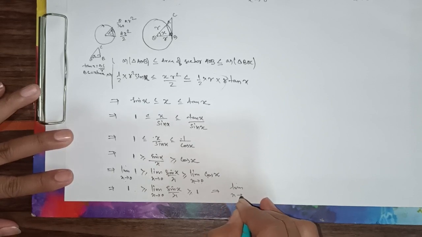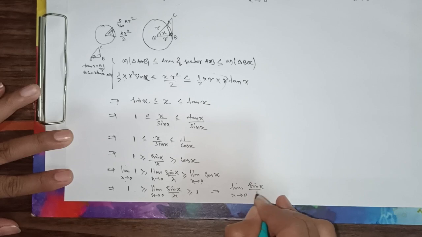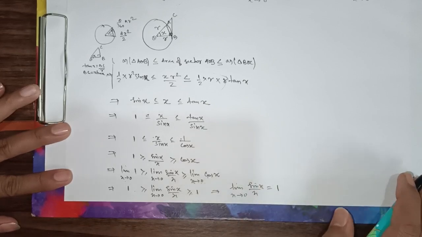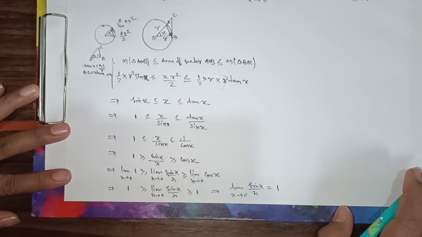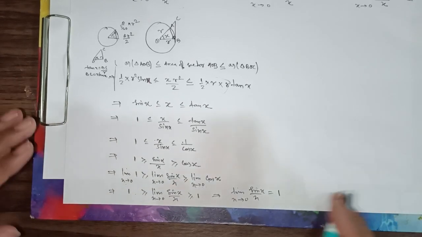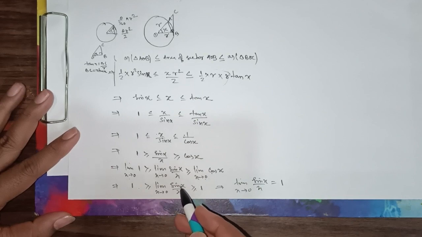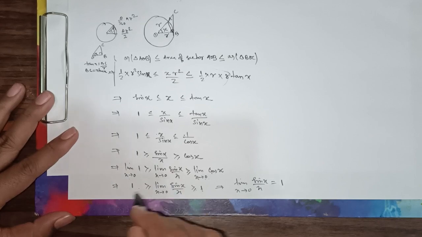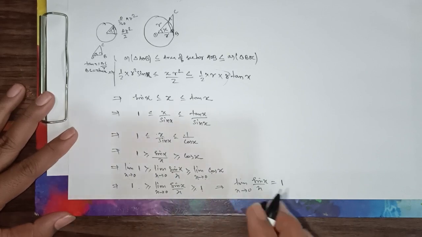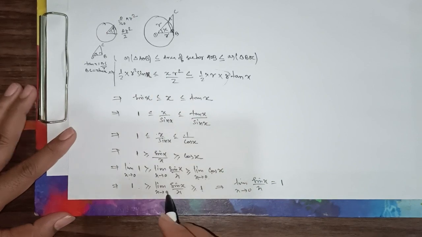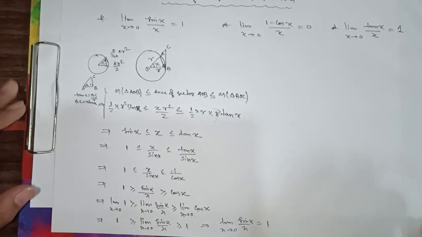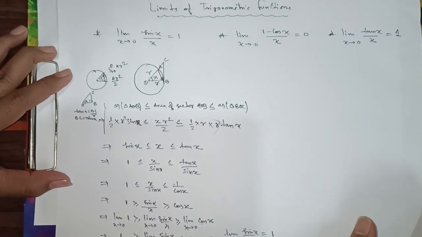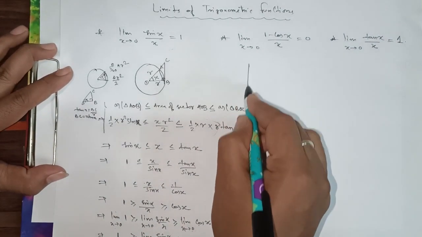Limit x tends to 0, sin x by x equals 1, by the sandwich theorem. You can easily see that sin x by x is greater than or equal to 1 and less than or equal to 1. It is possible only when the limit of sin x by x equals 1. Then only this inequality will be valid, otherwise it cannot. I hope it is clear to all of you. So we have already got the result for the first one. Now the next one we'll see.